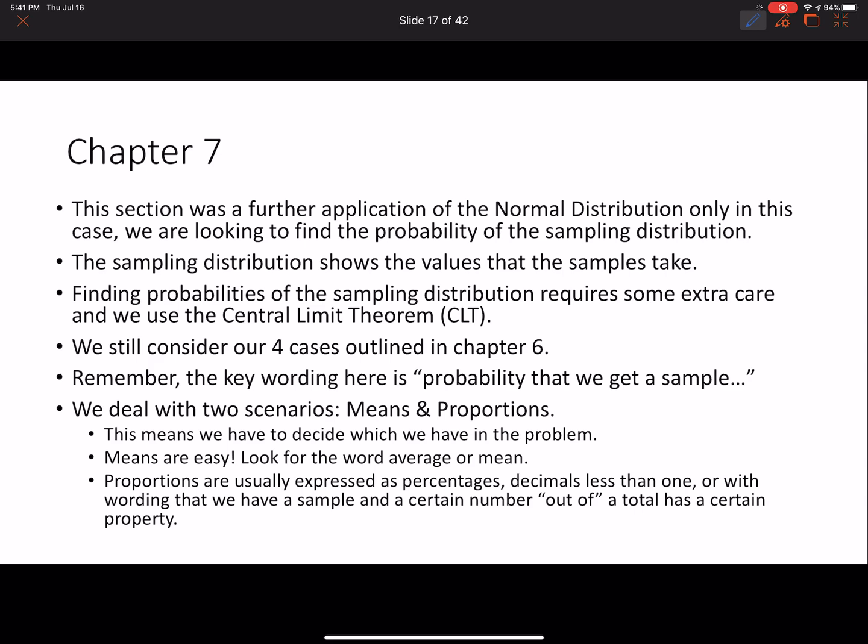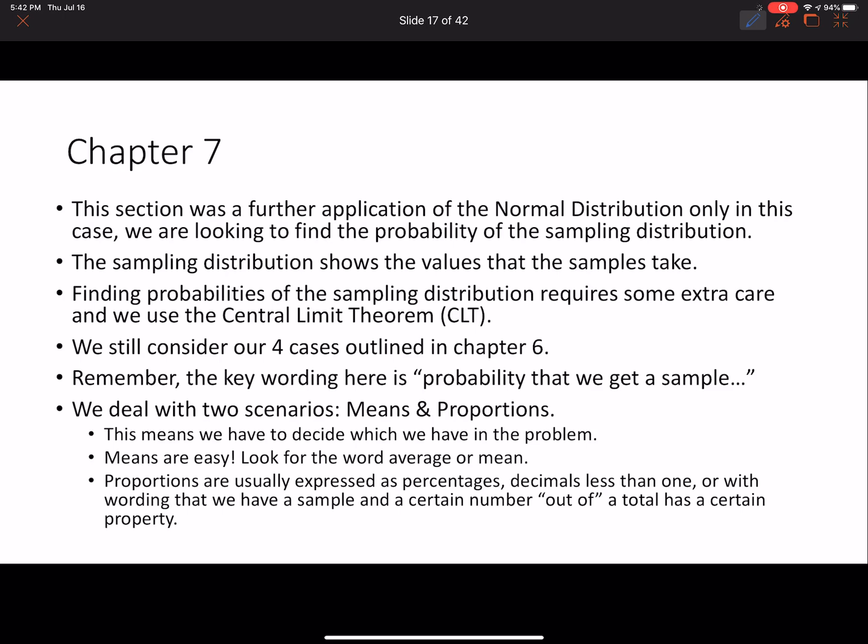Now, chapter 7 said, okay, you know the stuff about the normal distribution, that's great, but now what we're going to do is, instead of finding probabilities of individual random variables, find the probabilities of a sample, that we get a sample. And so that's what this section introduced us to. And in order to do that, we need to use something called the central limit theorem, or the CLT. Okay, and now as the 4th bullet point tells us, we still have our 4 cases that we had in chapter 6, area left, right, in between, and in the tails.